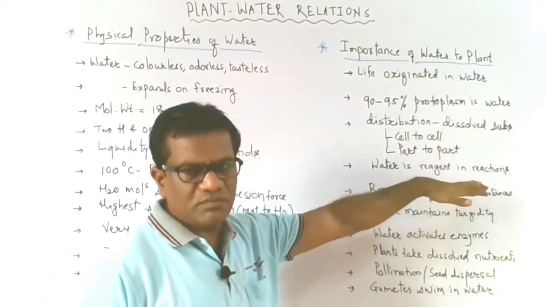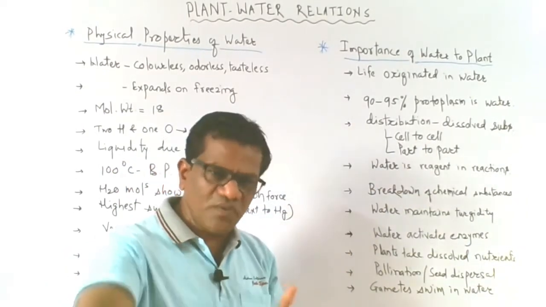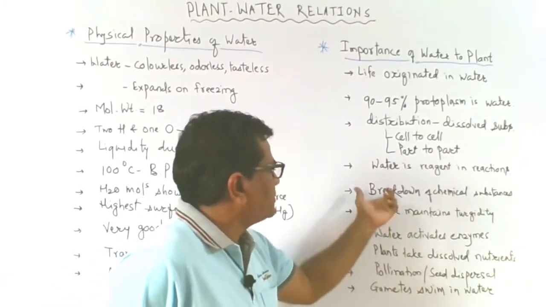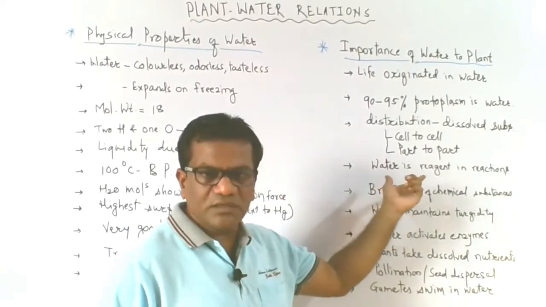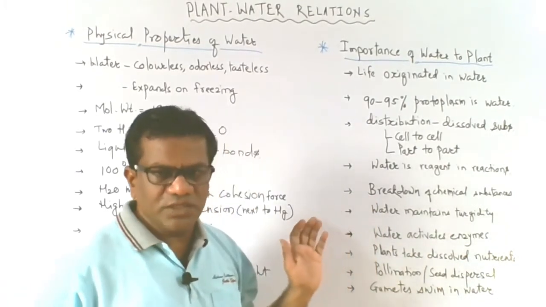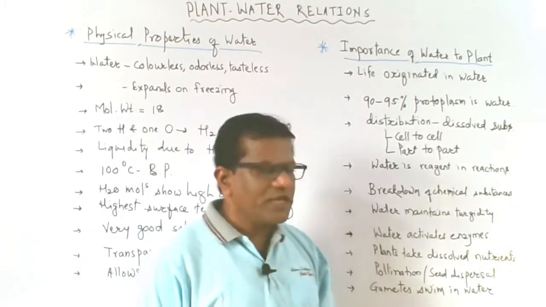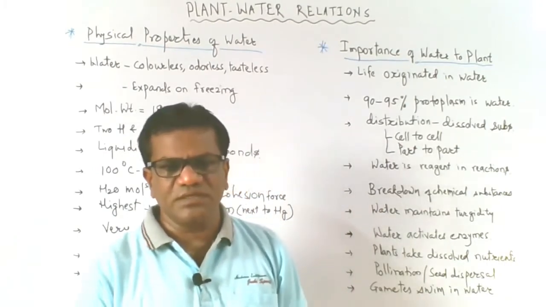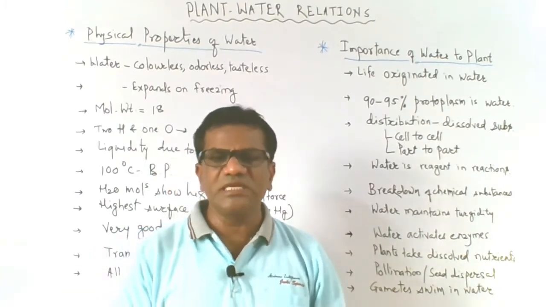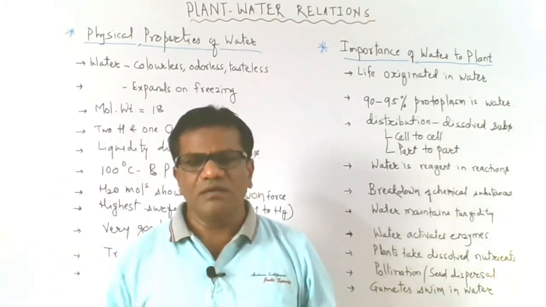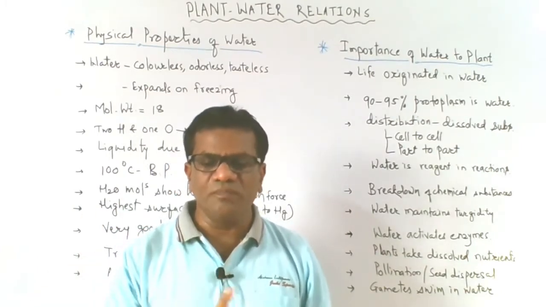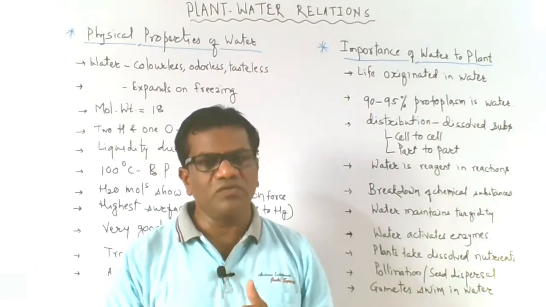So everywhere we can see so many aspects where we find the importance of water. It is a reagent not only for photosynthesis. There are so many processes in which water is the reagent, water is required. Breakdown of chemical substances: many chemical substances can be broken down only with the help of water. For example, at the time of seed germination, the complex sugars are broken down into simple sugars, and at that time water is needed. You know, without water there would be no seed germination.